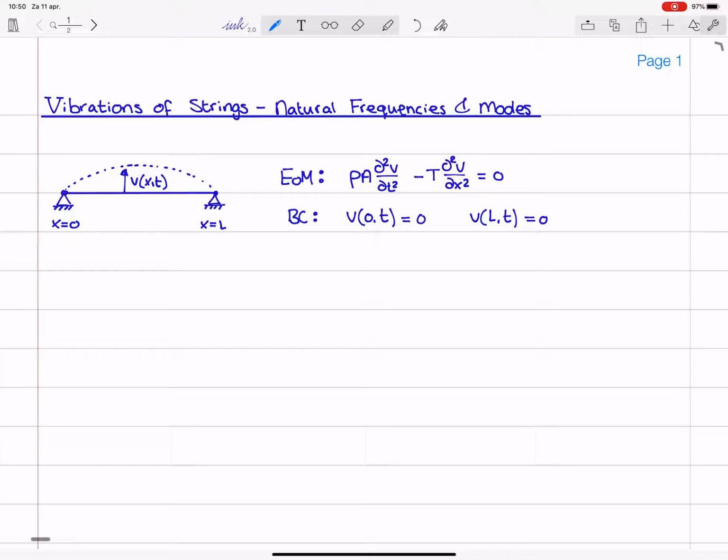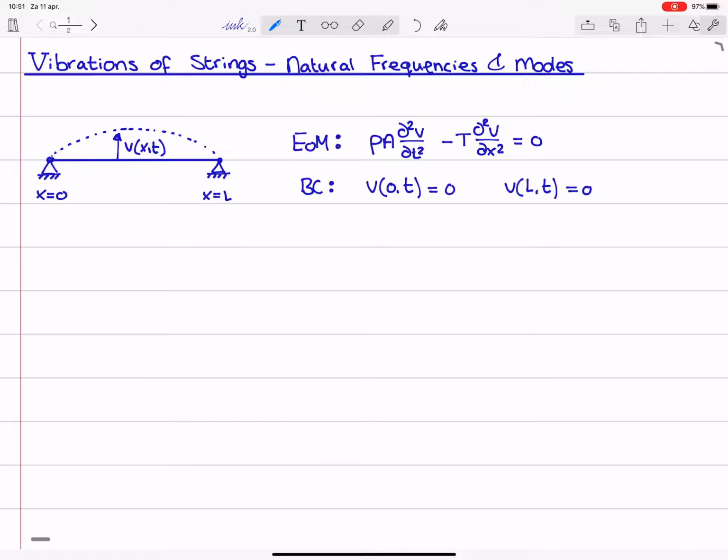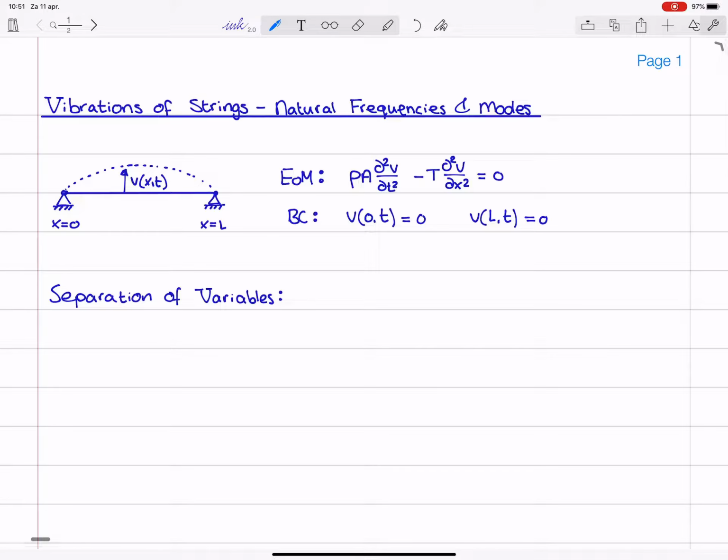So let me first start by deriving the general solution for free vibrations of these equations of motion. For that, I'm going to use a method called separation of variables. And this is a method, I believe, that was introduced by Mr.